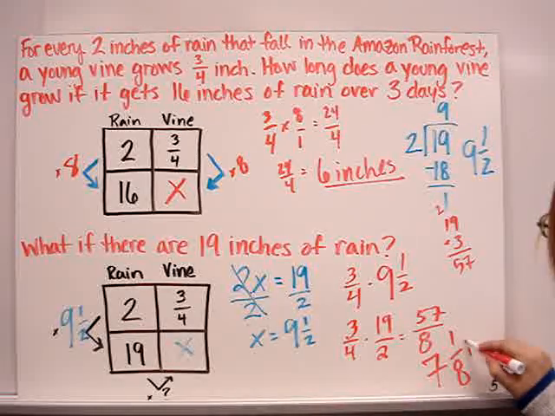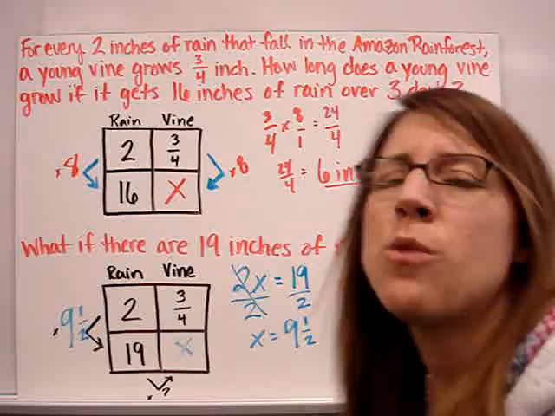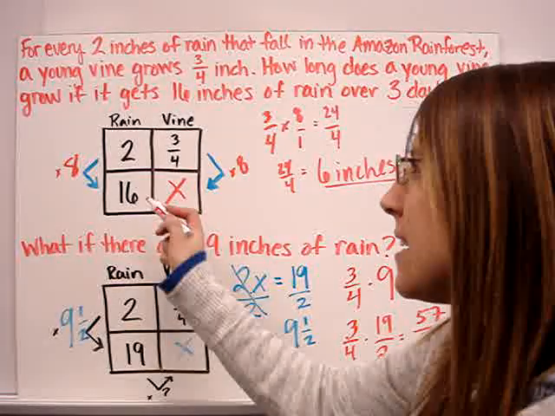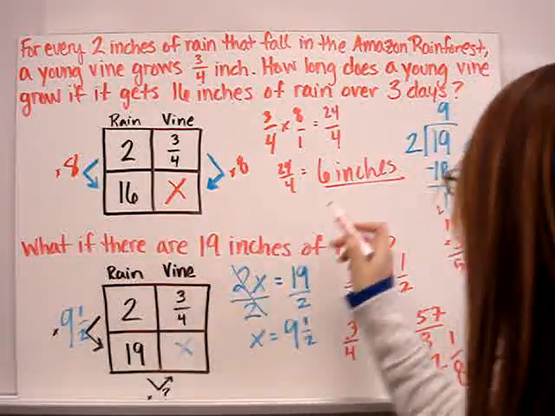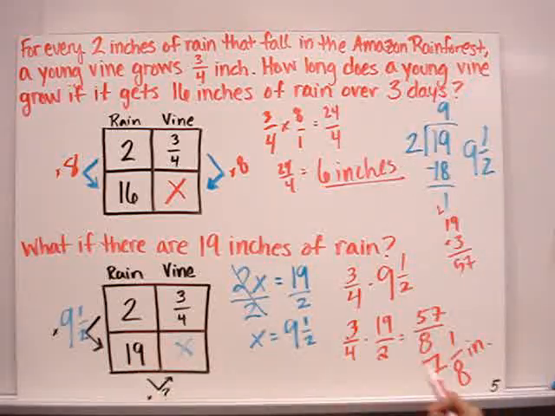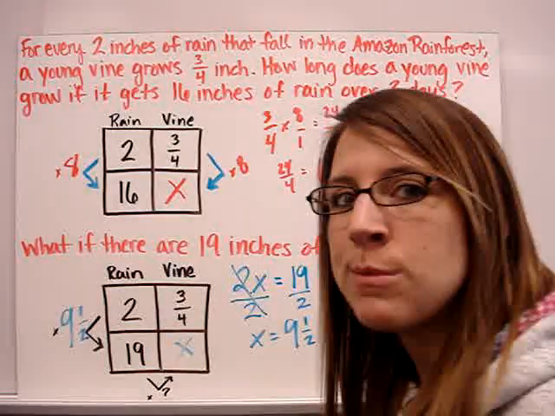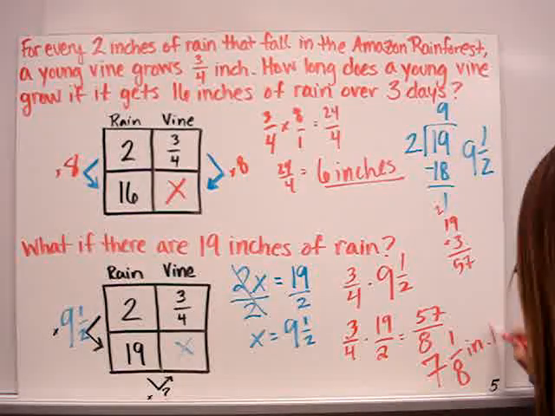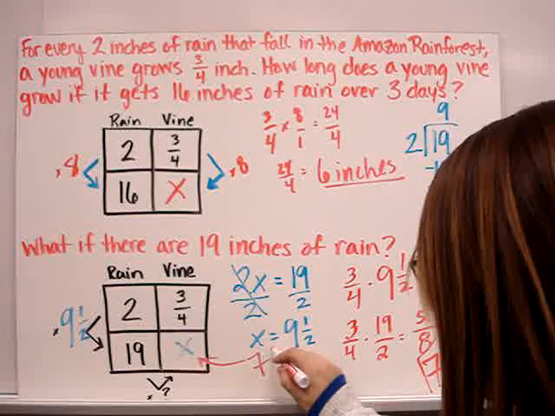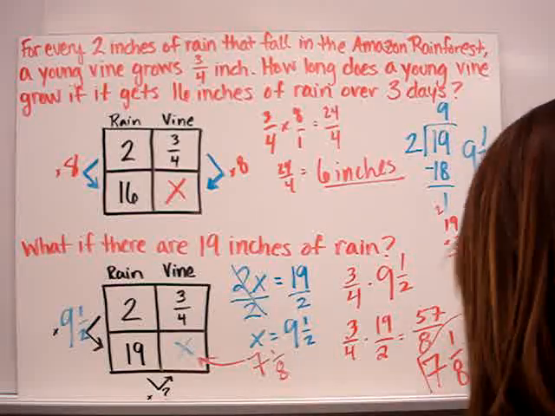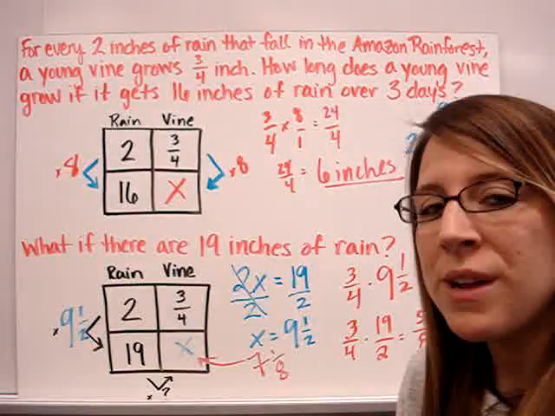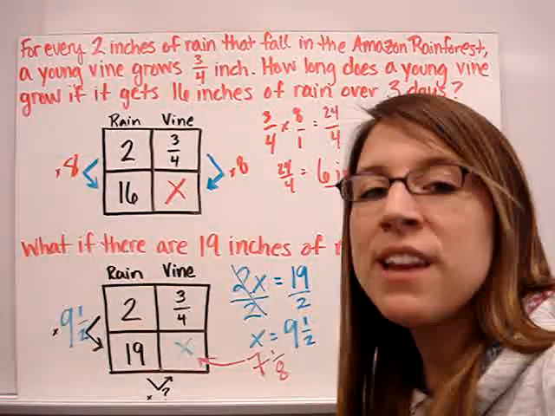1/8 inches. Now, just to wonder if that makes sense, well, we actually kind of have something to relate it to, right? 16 inches of rain made it grow 6 inches, so 19 inches of rain will make it grow more. I think that 7 1/8 inches seems pretty reasonable, right? So there you go. 7 1/8 would go right there. And that is how we are going to solve for unknowns with proportional reasoning, with ratios and multiplicative relationships.